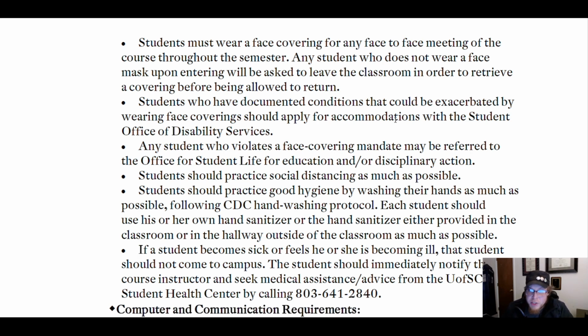Students should practice good hygiene by washing their hands as much as possible, following CDC hand washing protocol. So not just a little sprinkle of water on the hands. Be thorough. Use hand sanitizer when you can. Each student should use his or her own hand sanitizer or the hand sanitizer either provided in the classroom or in the hallway outside the classroom as much as possible.